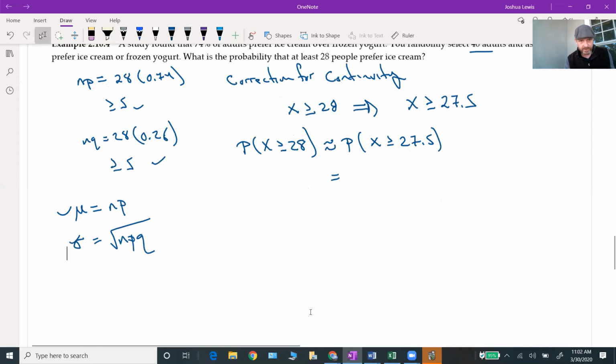So I'm going to go grab what this turns out to be, and I will be right back. So we get 0.0017. All right.